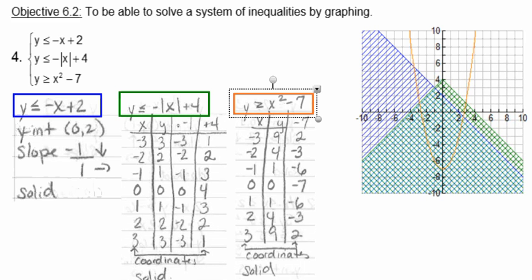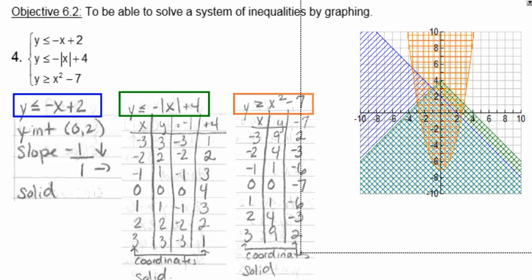And again, you want to pick a test point that's not on the boundary to see your shading for the region of solutions. Again, (0, 0) would be a great test point because it's not on the boundary. Substituting it in, is 0 greater than or equal to 0 minus 7, which is negative 7? So is 0 greater than or equal to negative 7? That's true, so we're going to shade on the side with (0, 0), which is within the boundaries of your parabola.